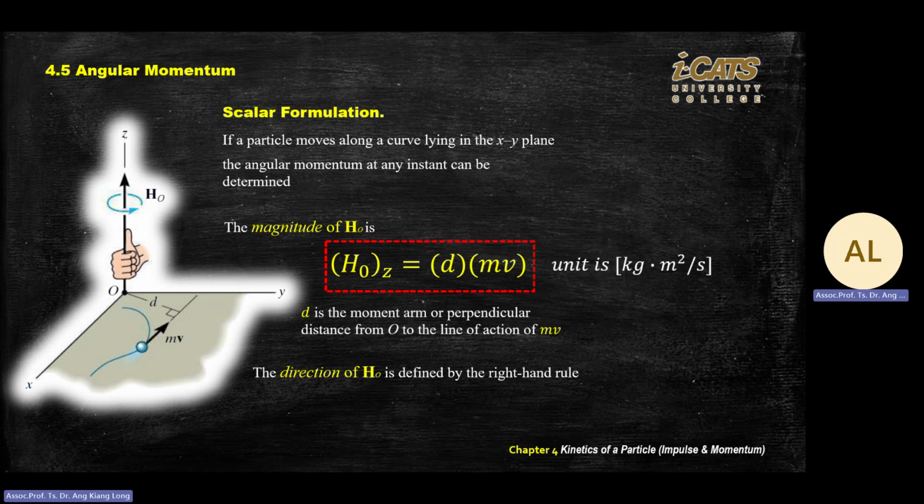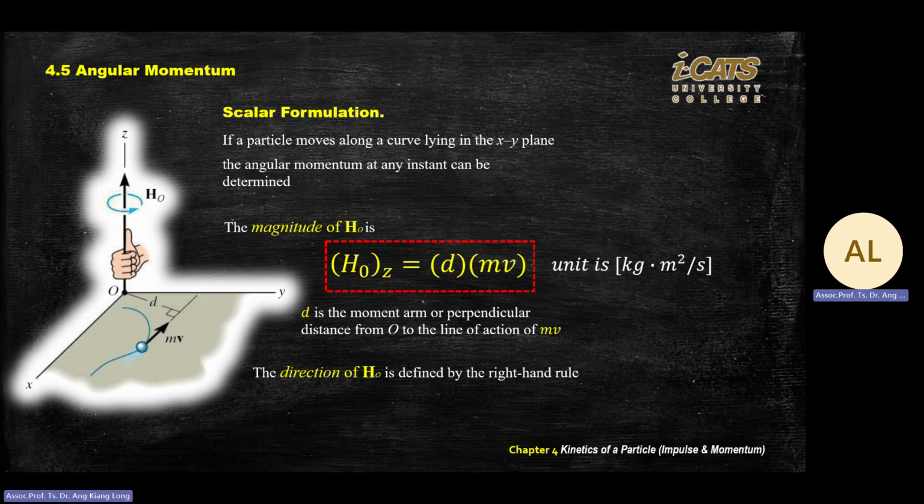The unit of angular momentum, you take it from the parameters. d is in meters, mass is in kilograms, velocity is meters per second. So you combine everything together, you get kilogram meter squared per second. Okay, so this is called angular momentum.